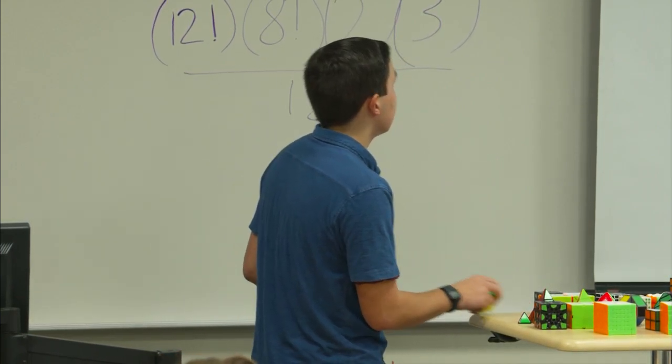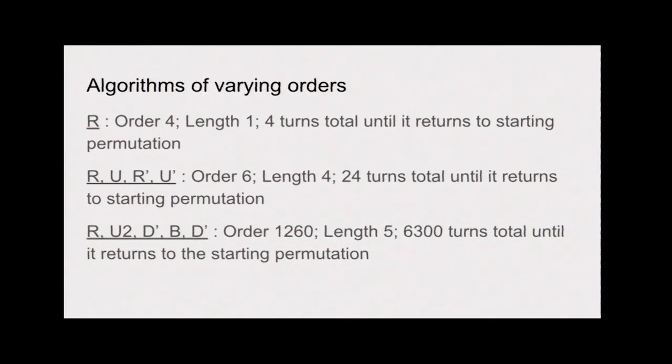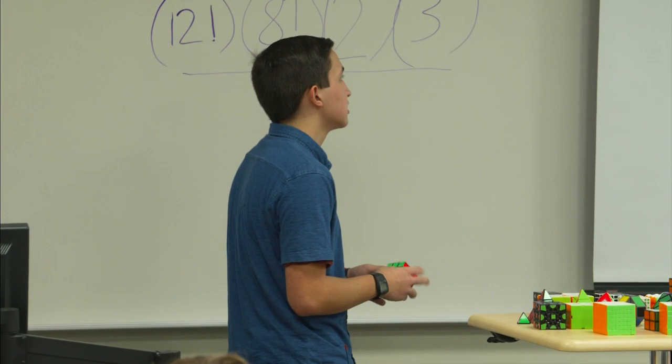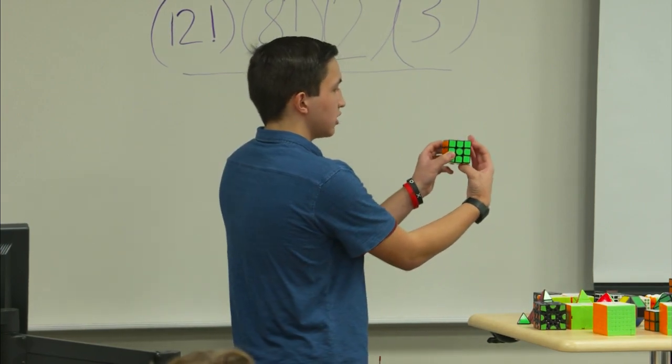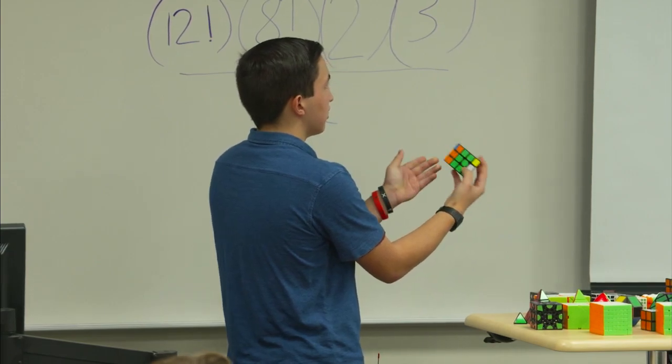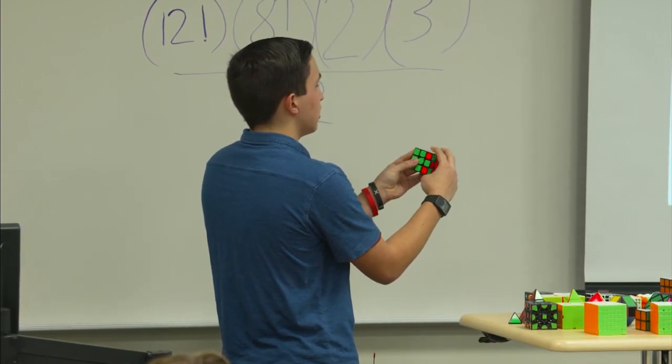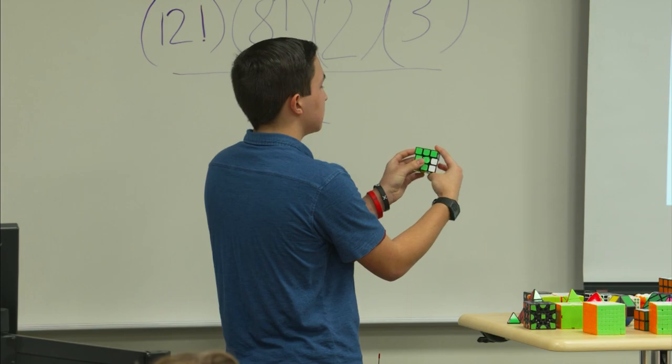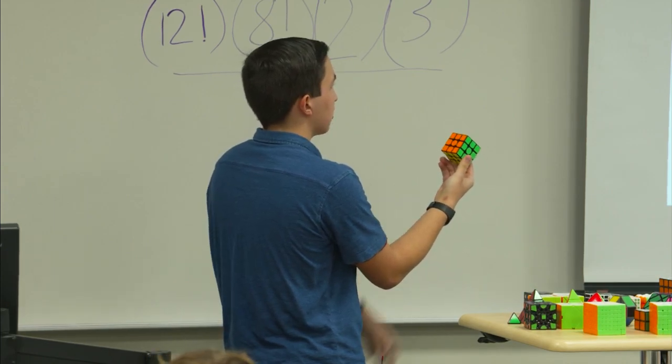So let's get a little bit more complicated here. R, U, R prime, U prime. This is a really common algorithm. It has an order of 6 and a length of 4, so 24 turns total until it returns to the starting permutation. So R, U, R prime, U prime. And that's once, twice, 3 times, 4 times, 5 times, 6 times, and it's back to the starting position.